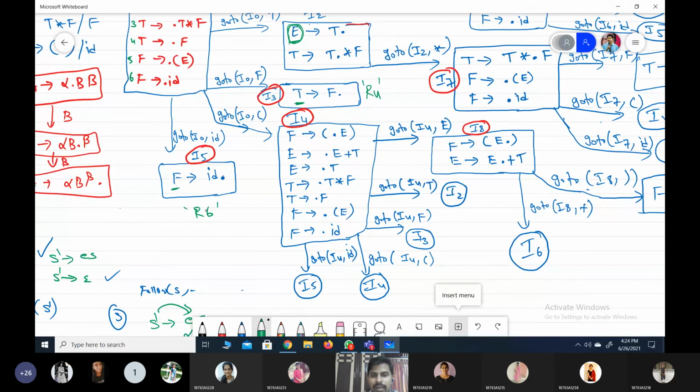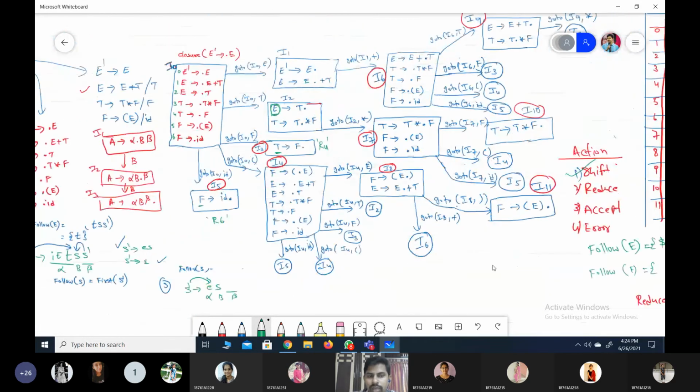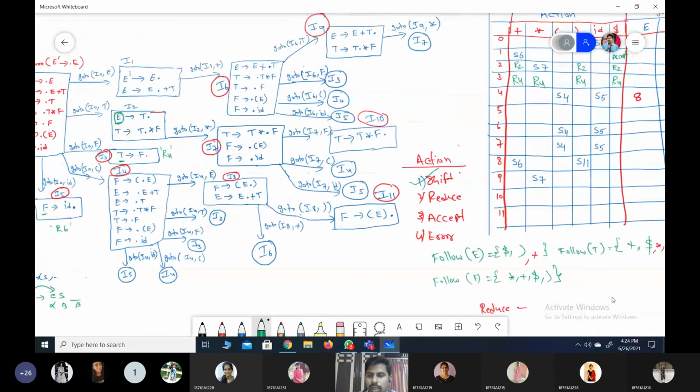So compute the follow of F, and for those symbols on the fifth row we have to add R6. Already we calculated the follow of F, that is star, plus, dollar, closed parenthesis. For those symbols on the fifth row, plus is R6, star R6, closed parenthesis R6, and dollar R6. Is it okay? Yes, sir.